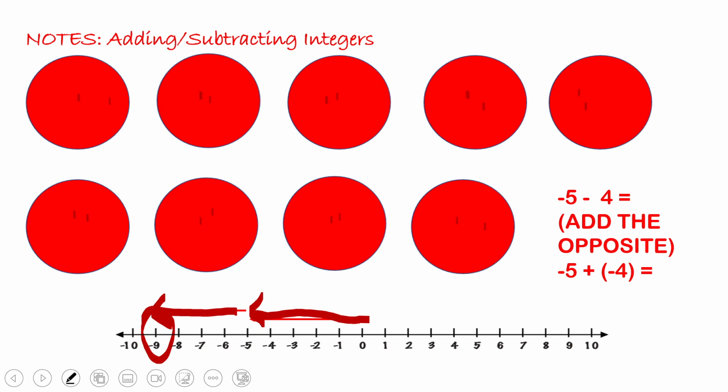What we see here in the equation is -5 minus 4. When you add the opposite, you can make this minus sign a plus, and you can say that the 4 is negative, just like the 4 red chips represent. You're adding more negative here. So -5 plus -4 more red chips would be -9.